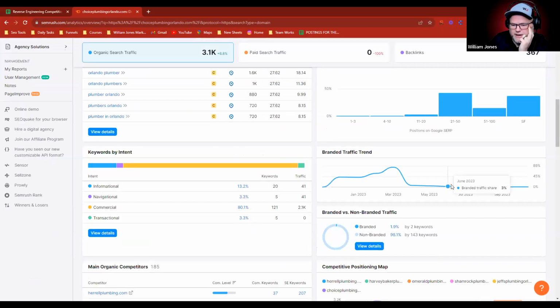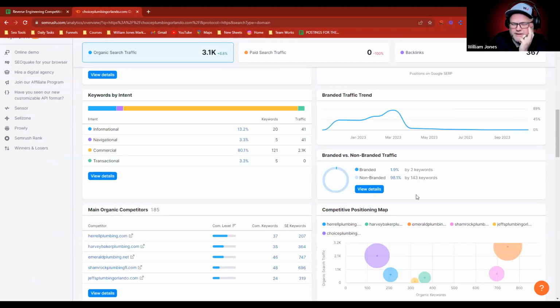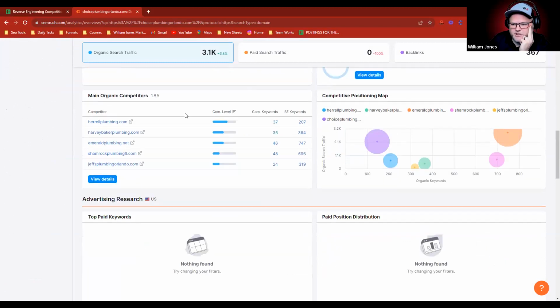I could look at his branded traffic. Look at what you see is totally different from him compared to Aztec. Aztec, most of their stuff was branded. This guy, most of it's non-branded. Okay. Who's his main competition? It shows you that. Is any paid?